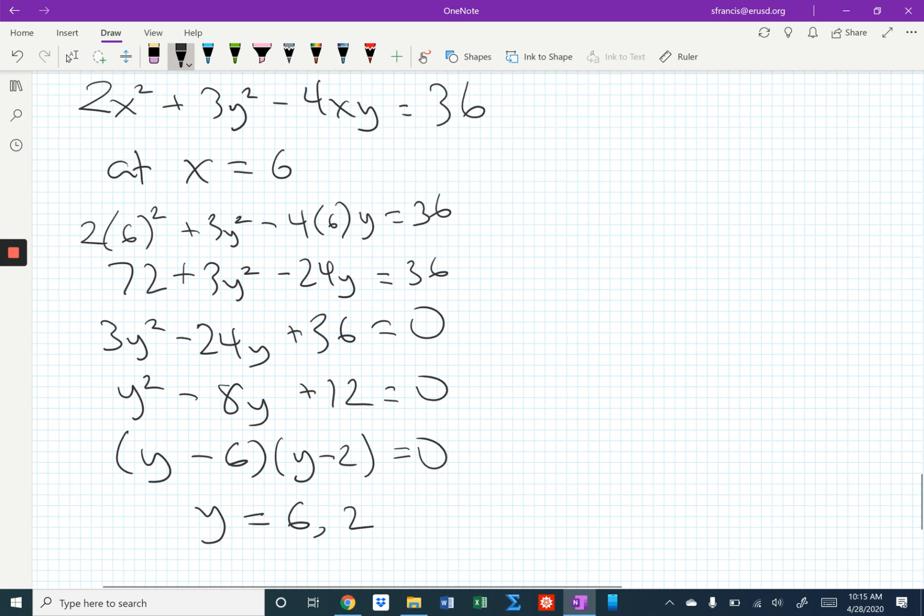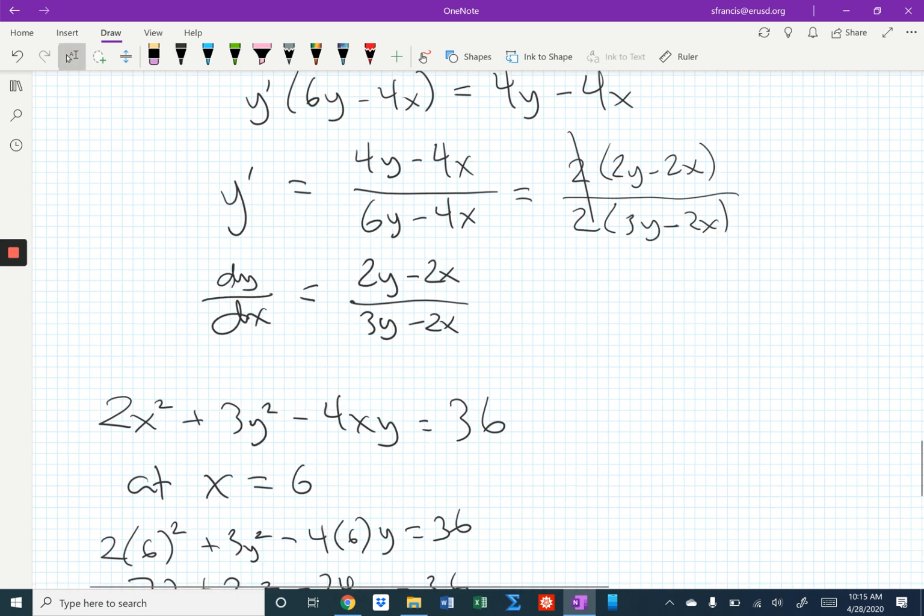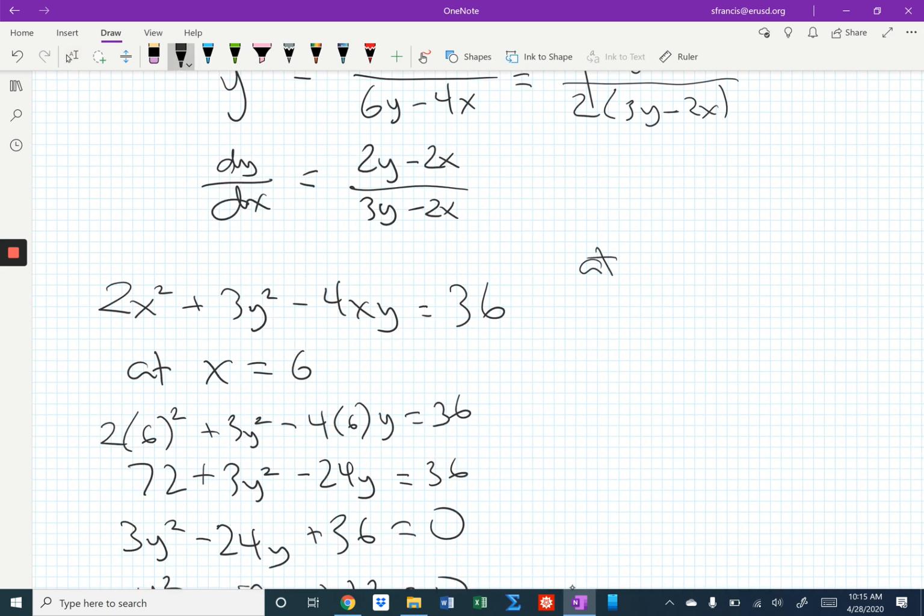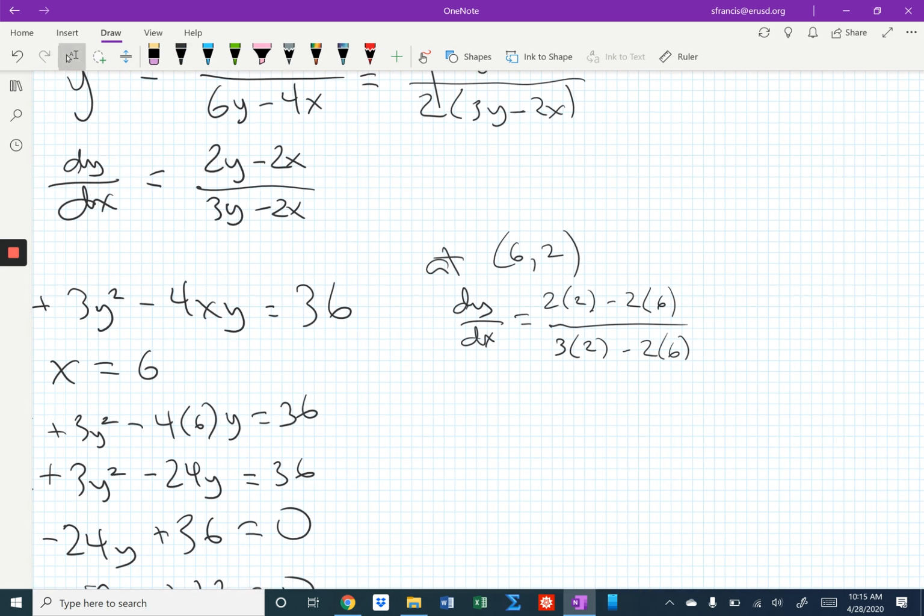And so let me scroll back up. So I have my slope in front of me. So at the point 6, 2, dy over dx is going to be 2 times 2 minus 2 times 6 over 3 times 6. Nope, 3 times 2 minus 2 times 6. Now you can leave it like that if you want. But let's do a little bit of arithmetic.